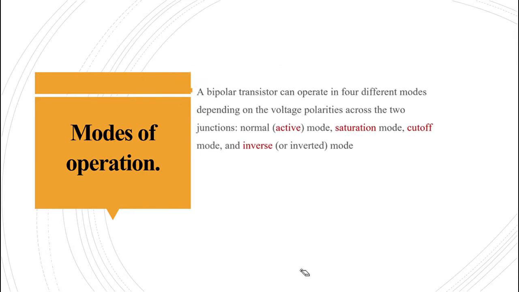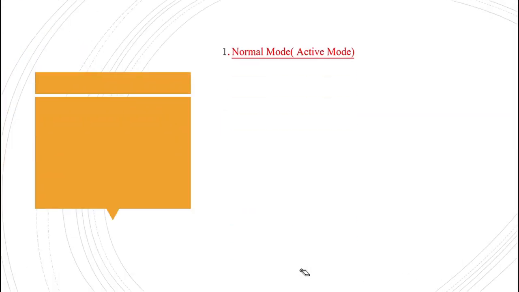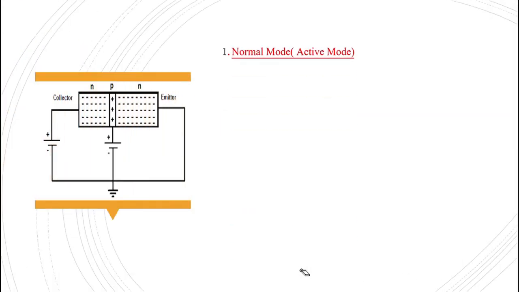Modes of operation. A bipolar transistor can operate in four modes. First one is active mode, second one is saturation mode, third one is cutoff mode, and the fourth one is inverse or inverted mode. Basically the main modes are only three, that is active, saturation and cutoff. The fourth one is rarely used, but it is also included. First one, normal mode, that is also known as active mode.